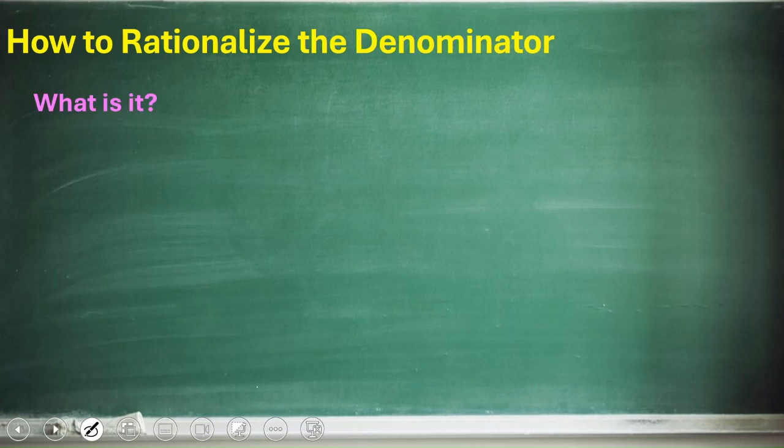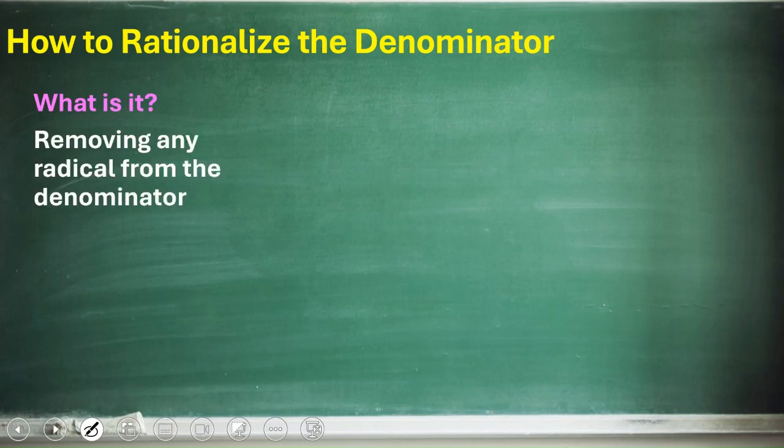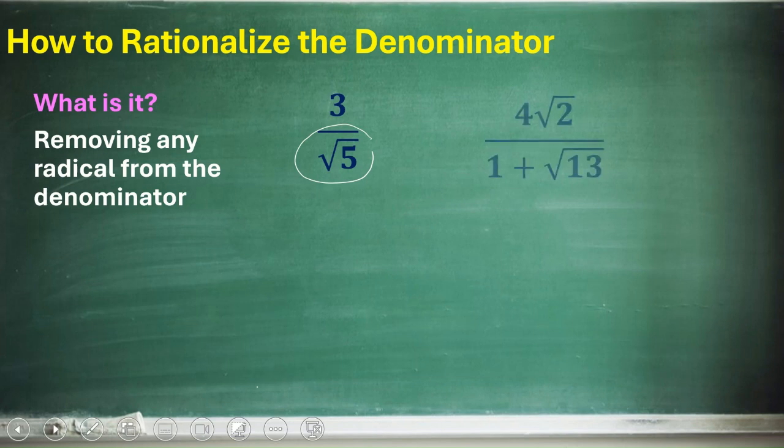What does it mean to rationalize the denominator? Well, essentially, it means that we are removing any radical, so that would be any root bar, from the denominator. In this example, you're going to see that in the denominator we have the square root of 5. When we rationalize the denominator, we would no longer have that root bar over the 5 in the denominator. And actually, there's a whole process for it that we're going to go over.